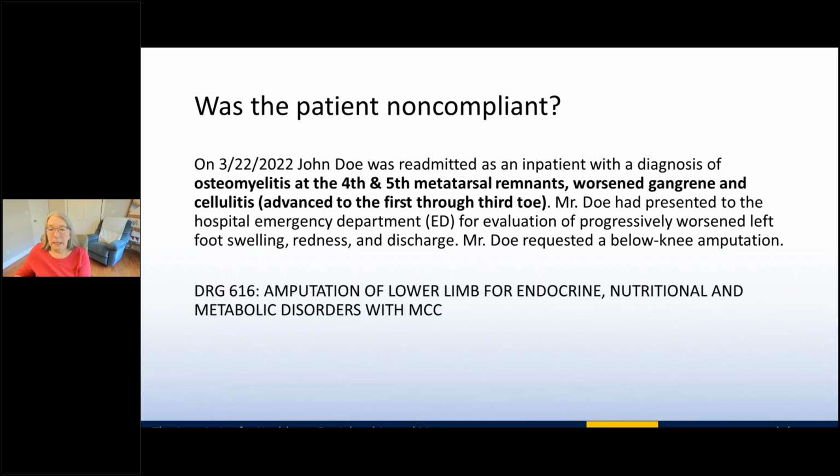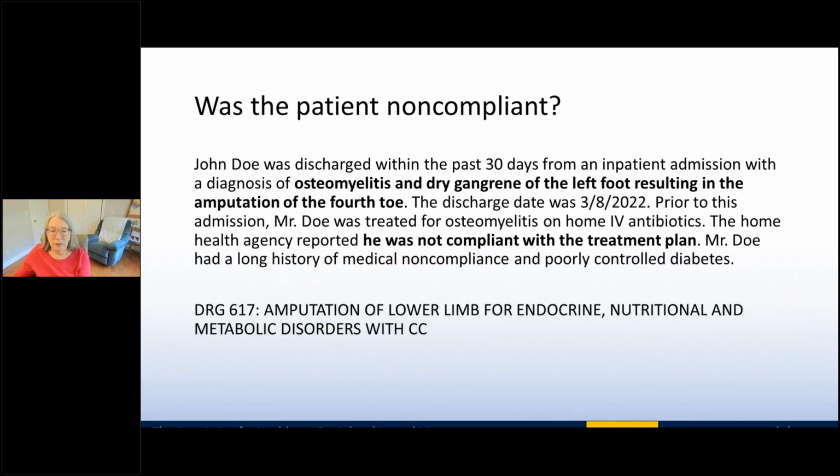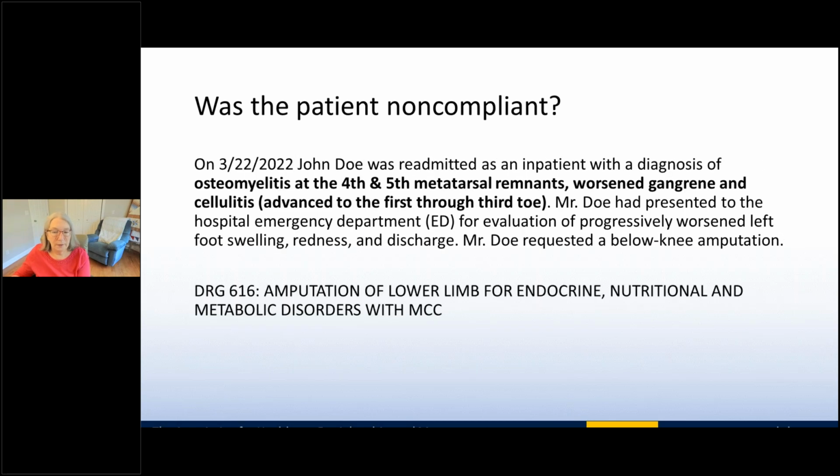So he came back to the ED. He had worsening left foot swelling, redness, and discharge, and he requested below knee amputation. He said he didn't have any feeling below that knee anyway, and he didn't think it was ever going to heal. And so his DRG is 616, very close to his prior DRG of 617, because now he's having amputation of his below knee.